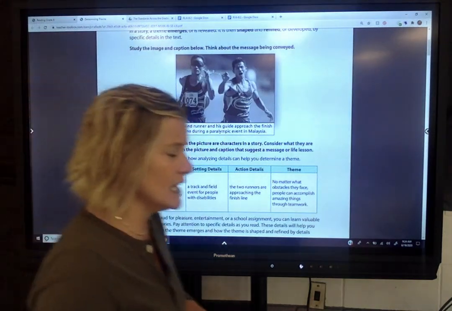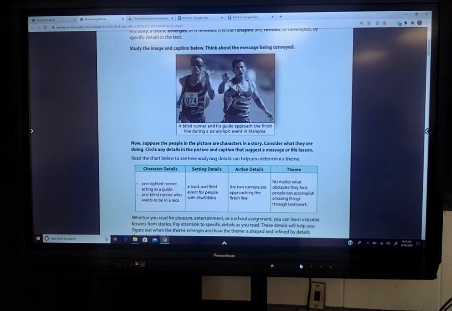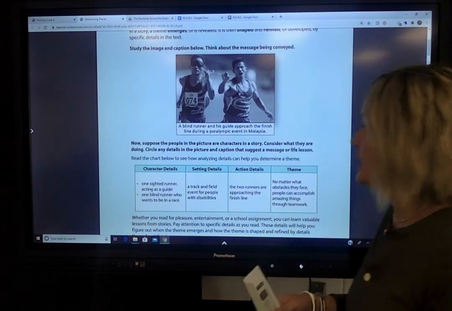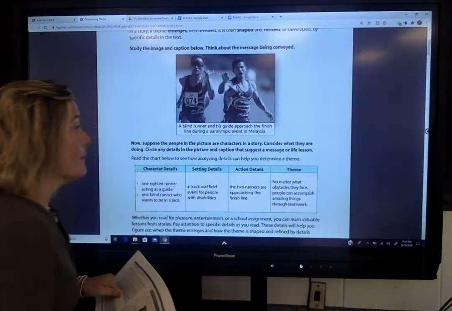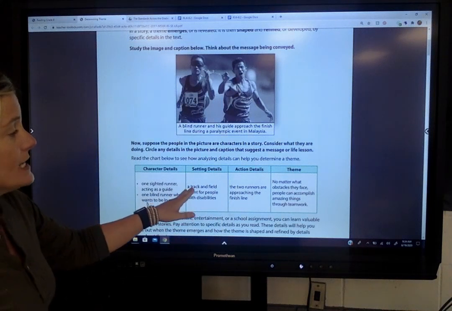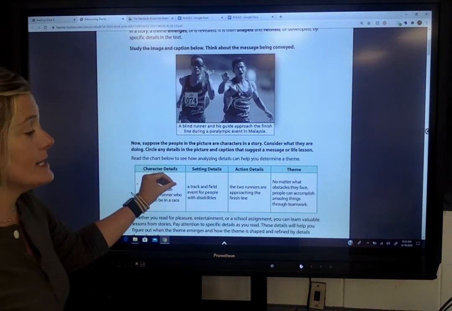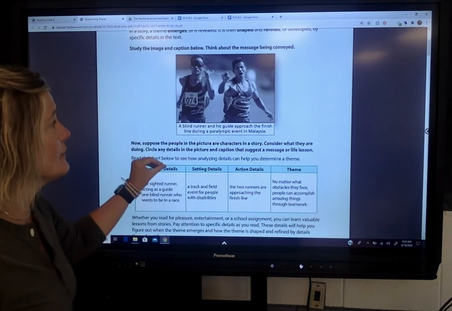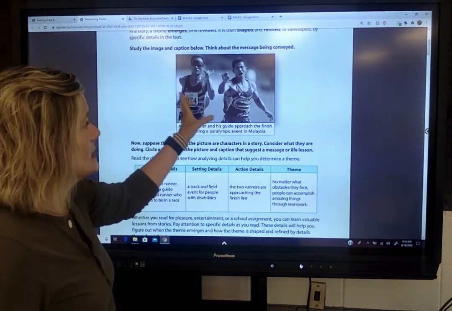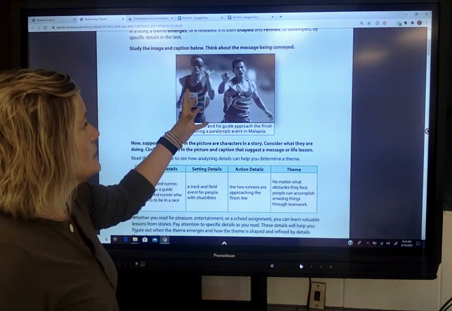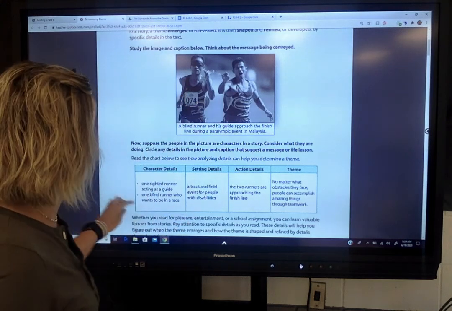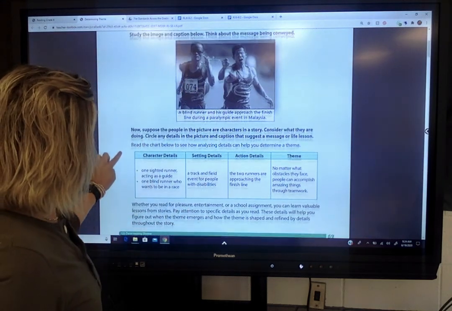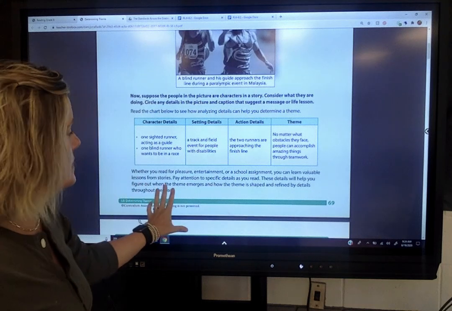So what theme could we get out of this particular picture? Well, no matter what obstacles you face, people can accomplish amazing things through teamwork. It's very obvious. You've got them together. Even their faces show that they're determined and they're going to finish. Look down here. I want to point this out.